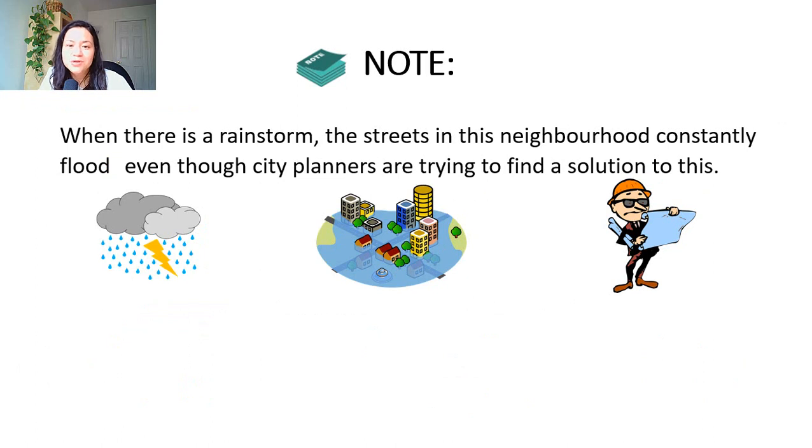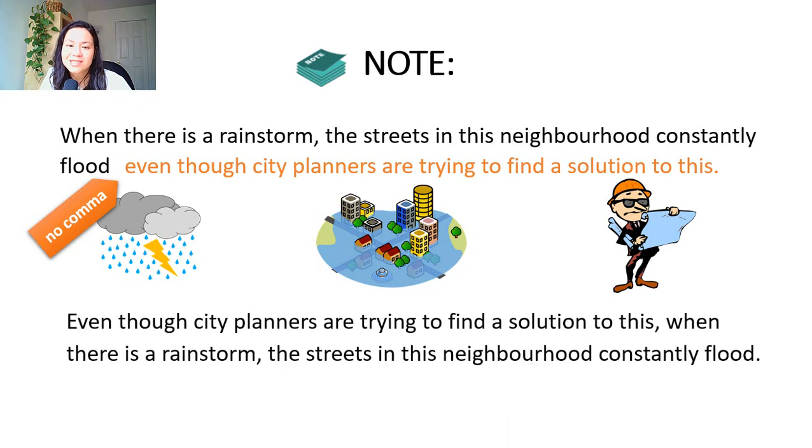Also note that the order of the sentences can be changed, but you have to be careful that the meaning remains the same, and also that you have paid attention to correct punctuation. We added this dependent clause to the end of the complex sentence, and it was not necessary to add a comma. However, we could add this dependent clause to the beginning of this complex sentence, and then we would have to add a comma.